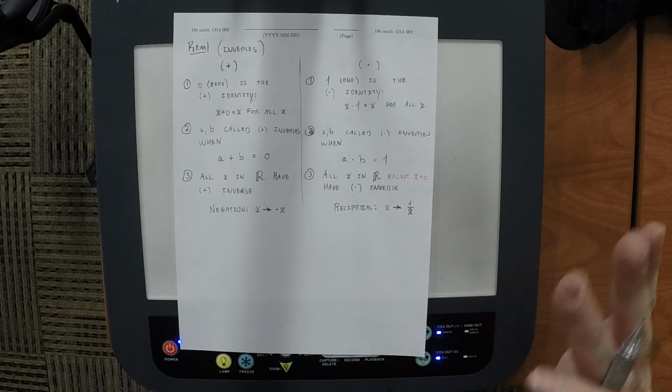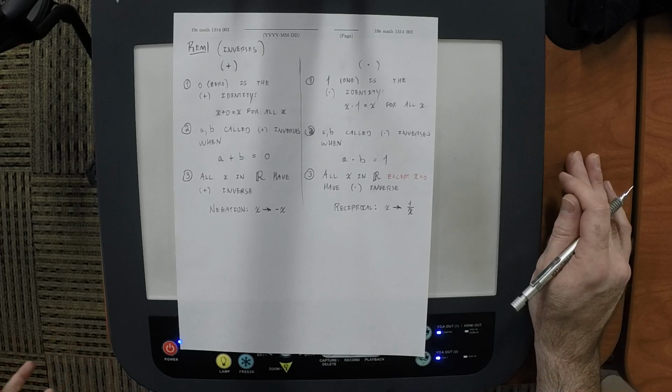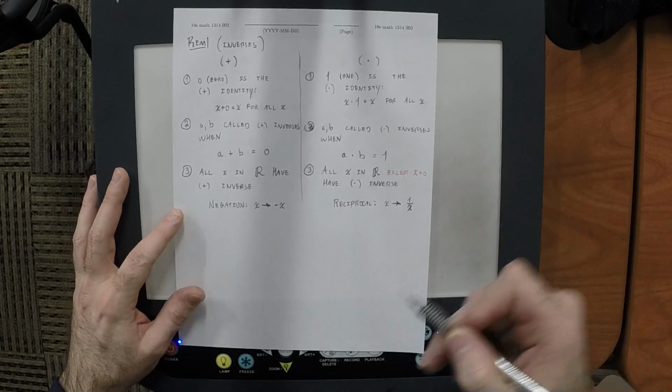Now, is there a y so that 0 multiplied by y is 1? No, right? Because 0 multiplied by y is 0. That's why there isn't one of these.